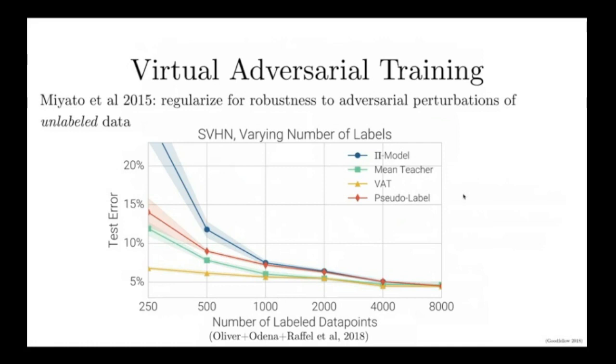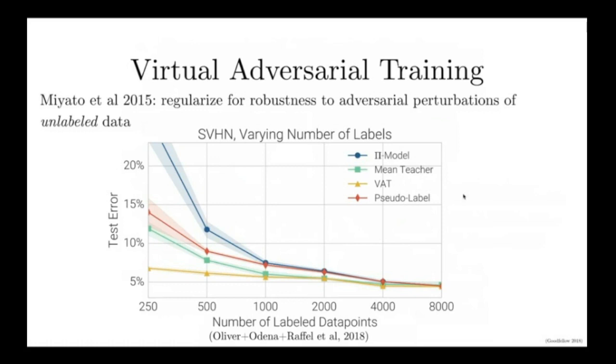So what is virtual adversarial training exactly? In adversarial training, we train a classifier to be robust to adversarial perturbations. We make each of those adversarial perturbations by looking at the probability that the classifier assigns to the correct label and trying to reduce that probability. Virtual adversarial training extends this process to also be able to learn from unlabeled data.